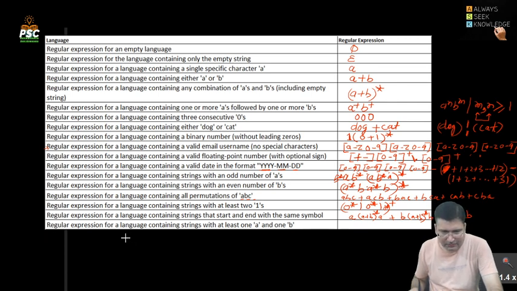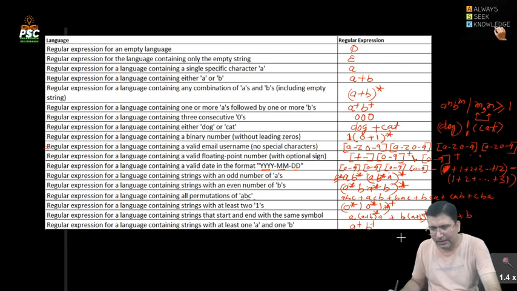A regular expression for a language containing strings with at least one A and one B. So at least one A and one B need to be there, and the rest, anything can occur.